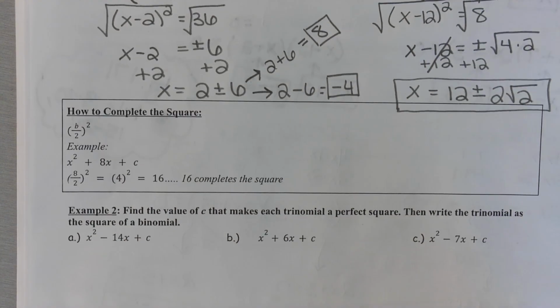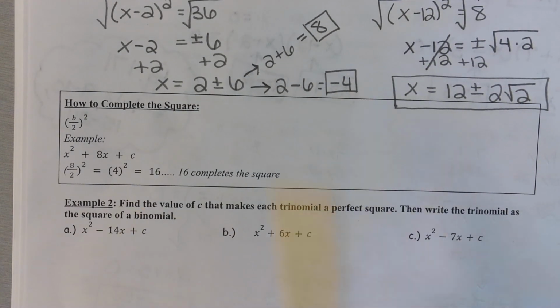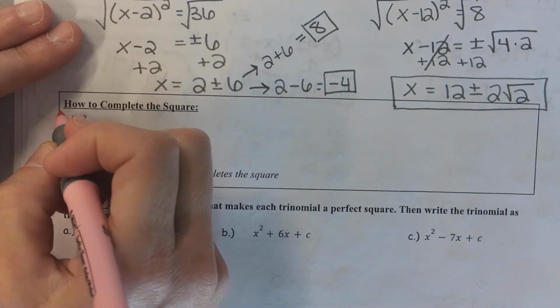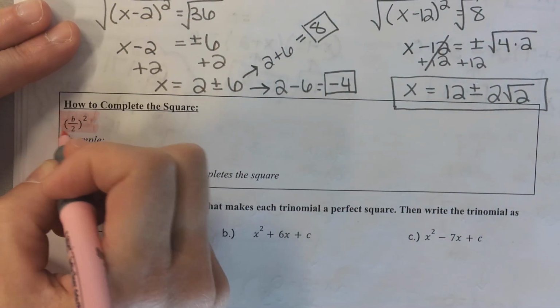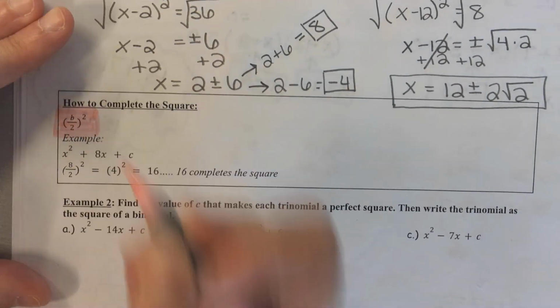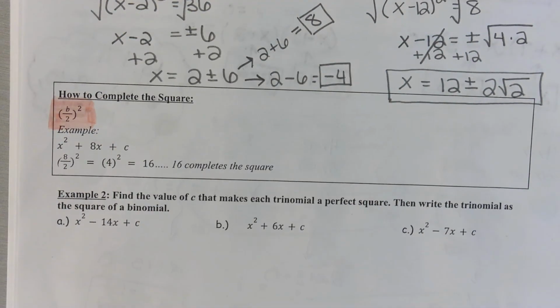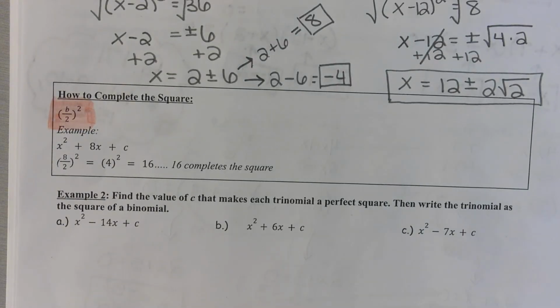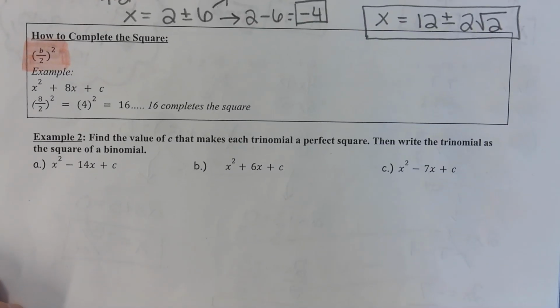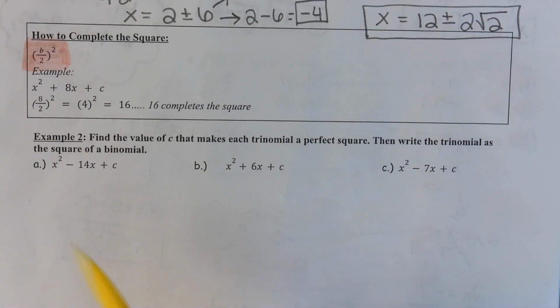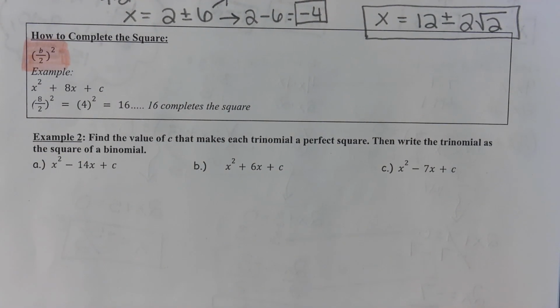So there's actually a formula for that, and here is your formula. So your formula is b divided by 2 in parentheses, and then you square that set of parentheses. That's how you do what we call completing the square. So do you see down here that we have the first two terms and then we have a lot of plus c's? We want to complete the square for all of these.